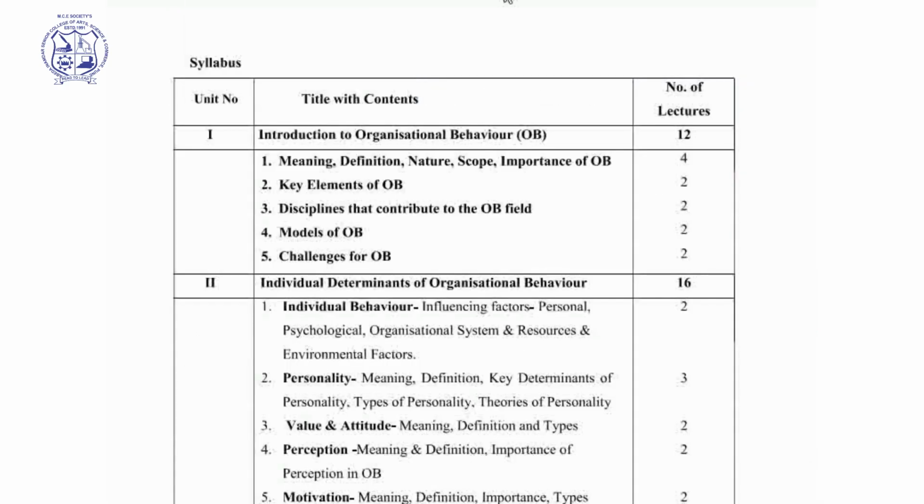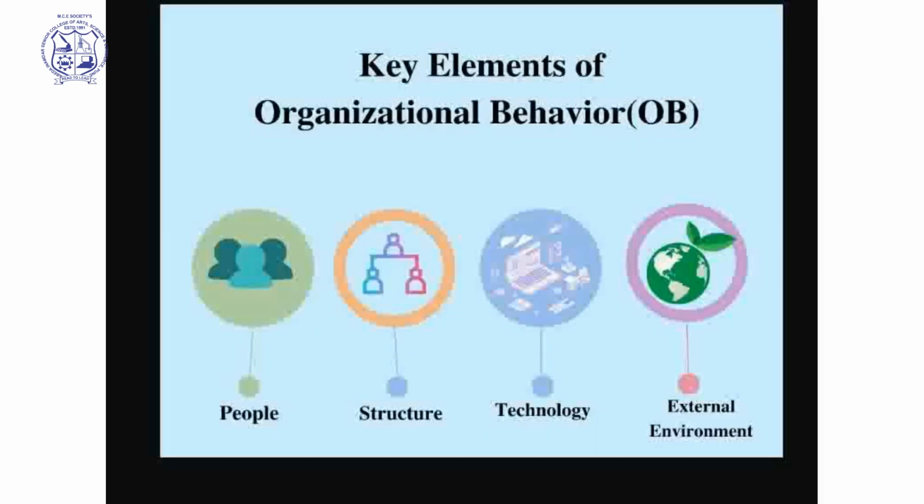Next thing which we are going to understand is the elements of organizational behavior. So there are mainly 4 elements which create the environment of organizational behavior. First is people, the humans working in an organization. These are the primary thing that is the core of the organizational behavior subject. Since it deals with psychology, people are the primary element.